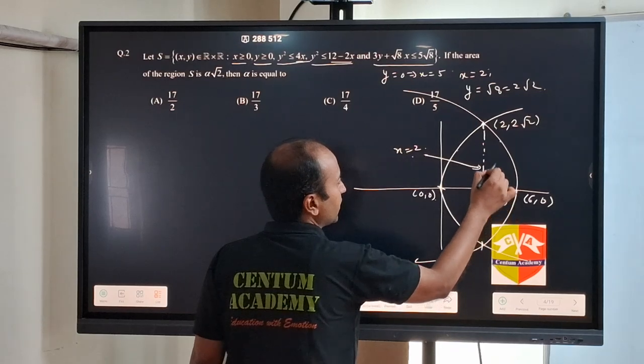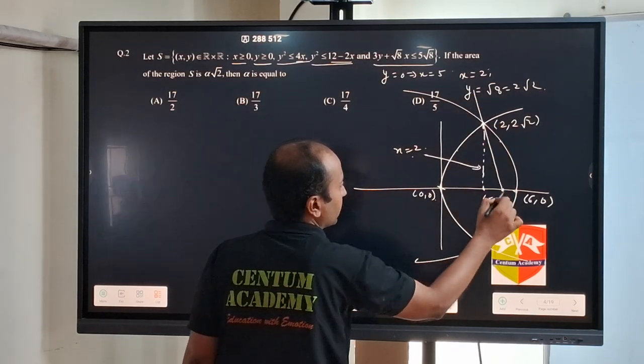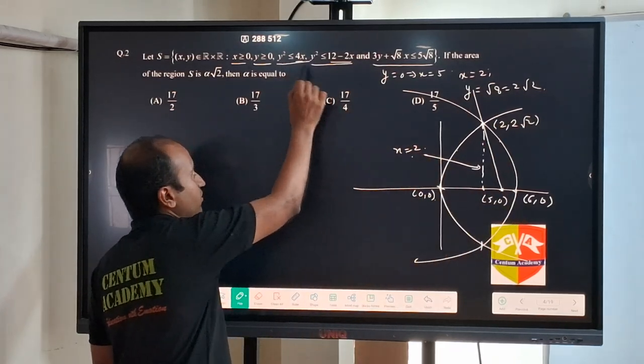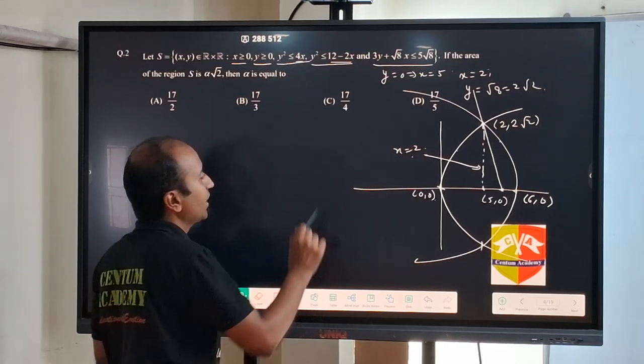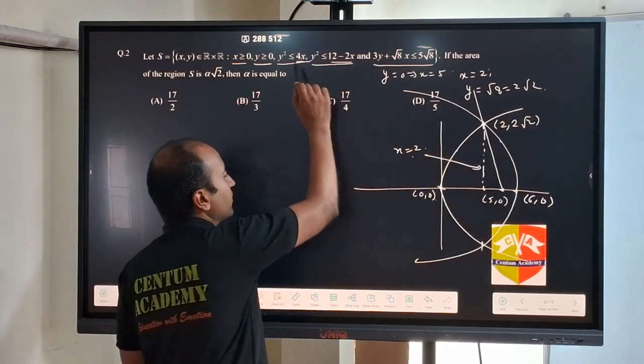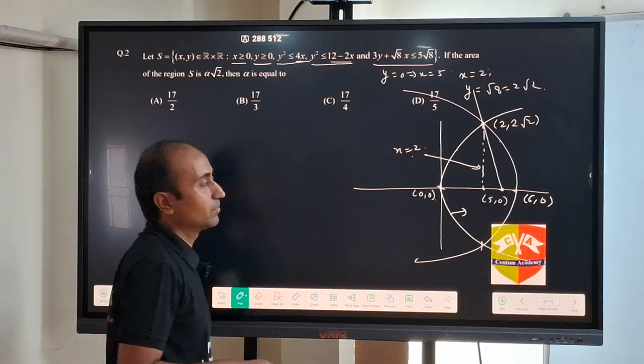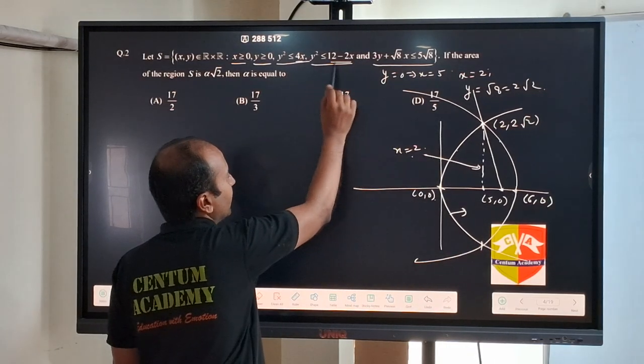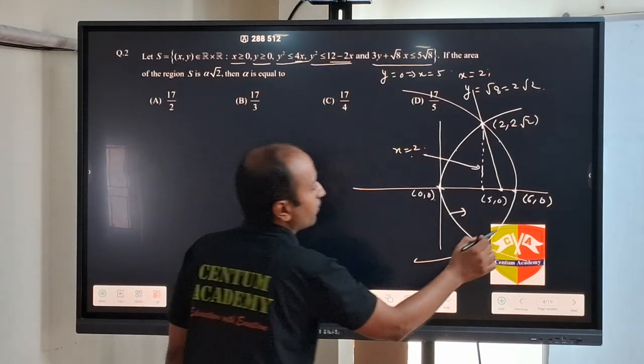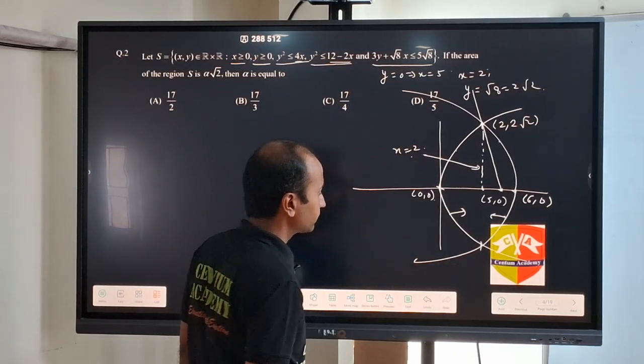Now let's talk about the inequalities. Now which areas do we want? If you talk about y squared less than or equal to 4x, if you take a point like, let's say, (6, 0), it satisfies this equation. So we want everything inside this parabola. Similarly, if you take the point (0, 0), it satisfies this equation, means we want everything inside this parabola.